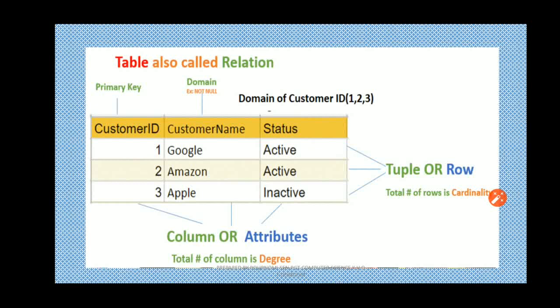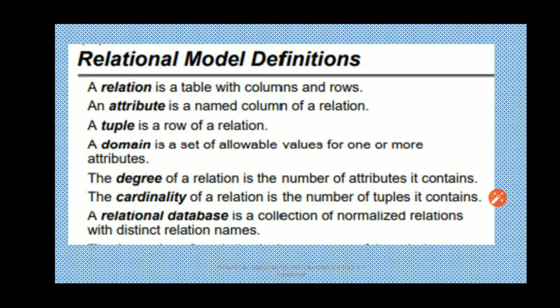this particular table, say the name is customer. It has, as you can see, 3 columns: customer ID, customer name and status. And it also has 3 rows. The first row is 1 Google active, the second row is 2 Amazon active, and the third one is 3 Apple inactive. So it has 3 rows and 3 columns. So it's a collection of rows and columns. So what is it actually? This is a relation. The name of the relation is customer. So a relation is a table with rows and columns.